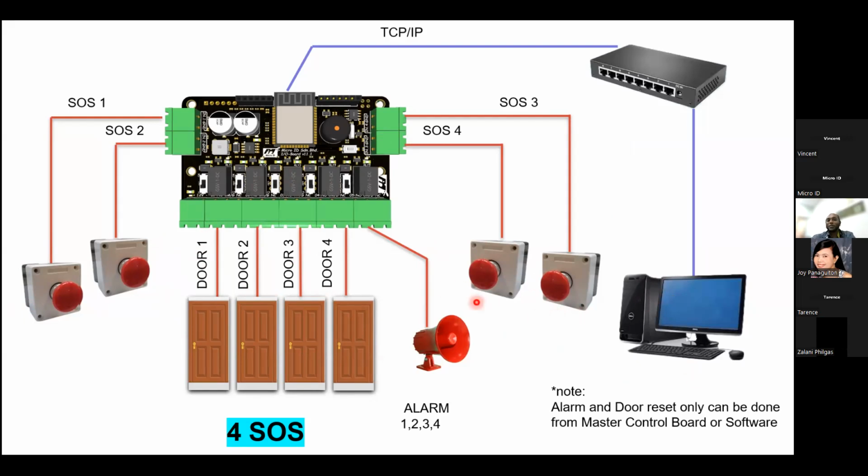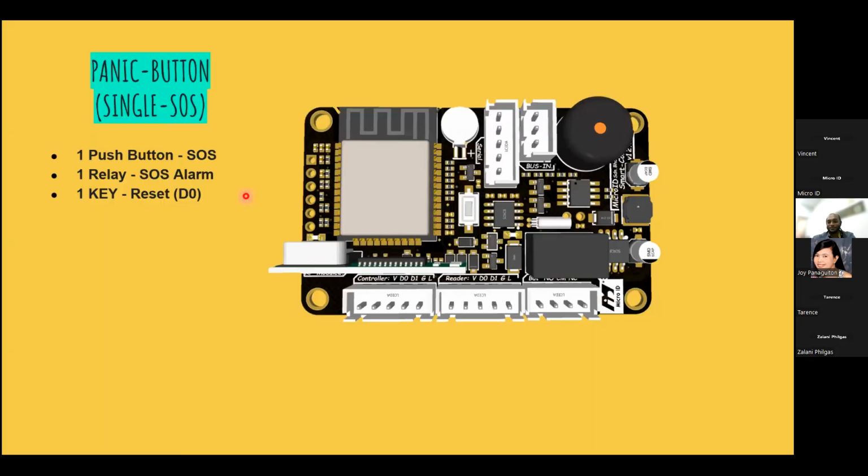And you might ask, how do I reset this back to normal if the alarm is ringing? For this system, you can only reset it by the software, or you set up one device as the master reset. Then you create an automation, and when you click it, you can reset the whole system. All right, any questions, guys?